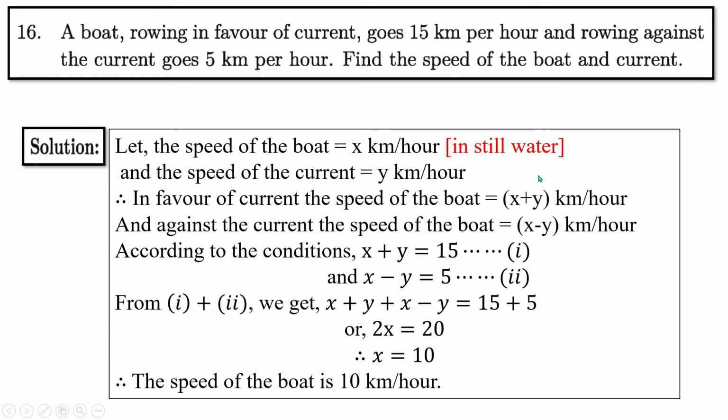Both sides kilometer per hour cut. So here will be only x plus y equals 15. Similarly, x minus y equals 5. Now solving this, by adding 1 and 2 we get x plus y plus x minus y equals 15 plus 5. Therefore 2x equals 20. Therefore x is equal to 10. Therefore the speed of the boat is 10 km per hour. Clear?